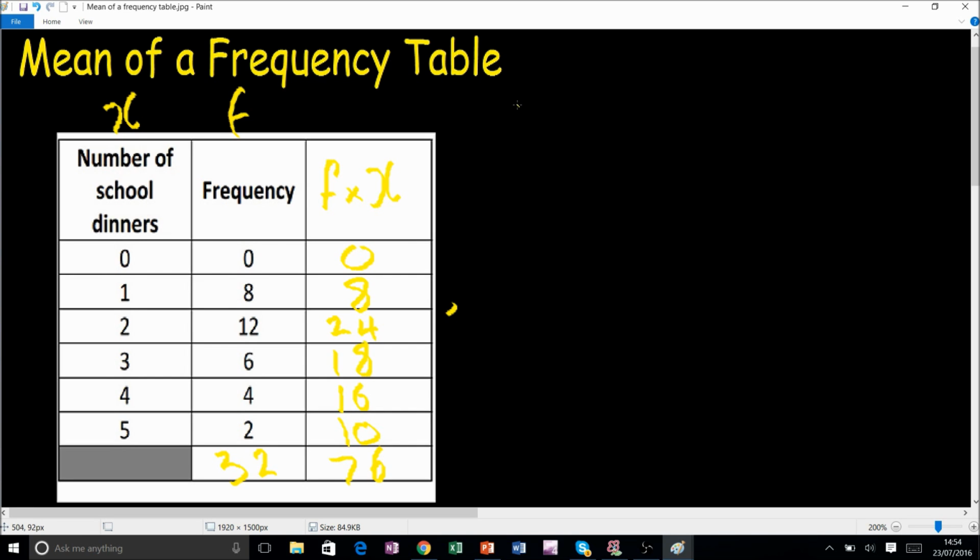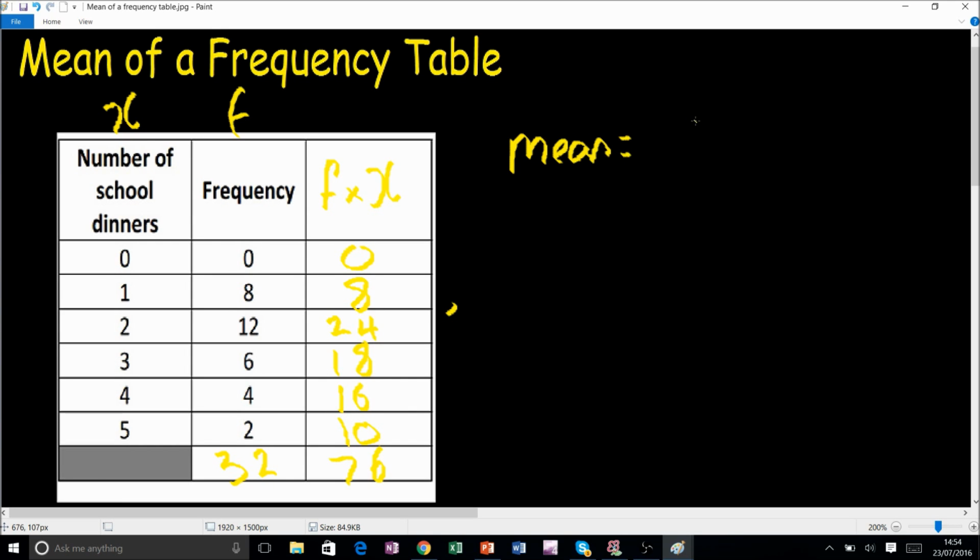Now what we're going to do, the mean, we remember back in the days that the mean is the total of all the numbers that we have, divided by how many numbers there are. Okay, now we know how many kids we have. We have got a total of 32 kids. Okay, now dinners wise, we've got a total of 76 dinners. So we're basically going to divide the total number of dinners by the total number of kids that we have.